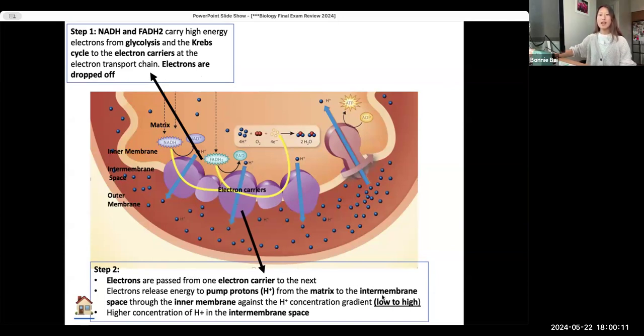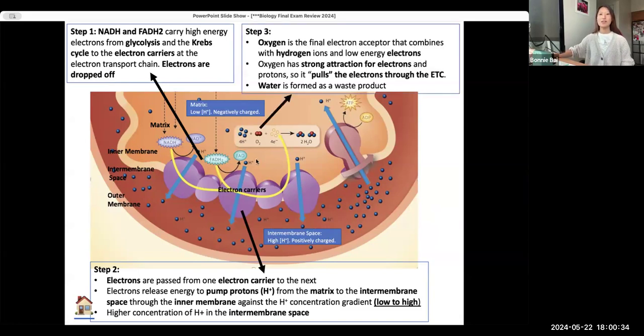And then this is a low to high concentration active transport. So this is what allows us to build up this high concentration of hydrogen ions in the intermembrane space, the concentration gradient. Okay, so we got low concentration of hydrogen ions, and this also allows a negative charge, and the high concentration of hydrogen ions in the intermembrane space, and also a positive charge. And you can see oxygen is our final electron acceptor, combining with the electrons, forming water at the end.